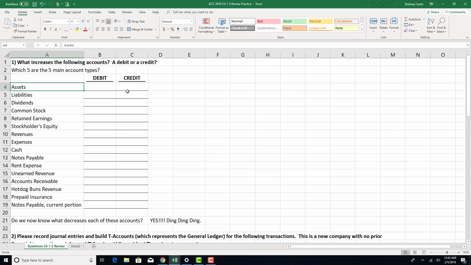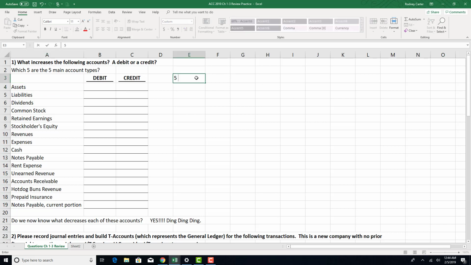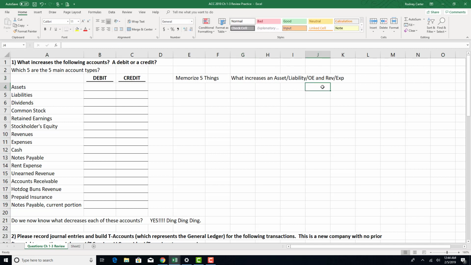What matters is if we know which accounts are increased and decreased by each of these. That mental framework, if we know that and memorize it, I submit to you that you need to memorize 5 things. What increases an asset, liability, owner's equity account, and a revenue and expense account? If we know what increases each of these, we know then what decreases it. So if we memorize 5 things, what increases these accounts, then we actually know 10 things by default because we know what decreases it if we know what increases it.